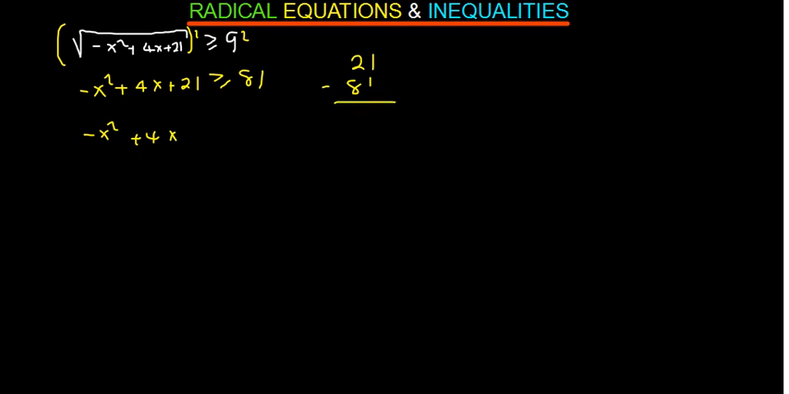So 1 minus 1 is 0. 2 minus 8 is a negative 6. So that will be negative x squared plus 4x minus 60, and that is greater than or equal to 0. From here, we need also to find the product and the sum. So the product, you multiply the negative 1 by the negative 60. So the product here is positive 60. And then the sum, you just get the number with x. So that is 4. So now look for the factors you multiply to get 60, and when you add, you get 4.